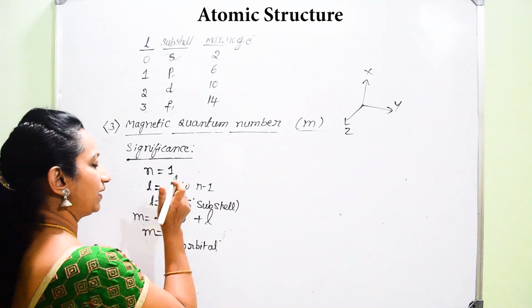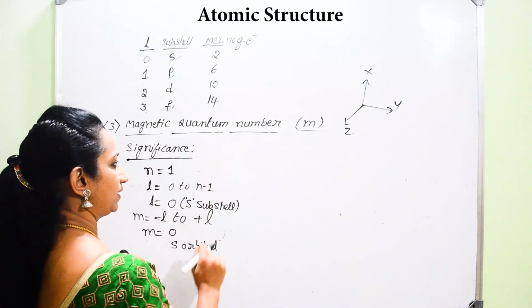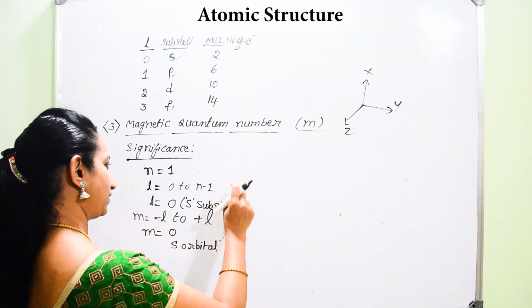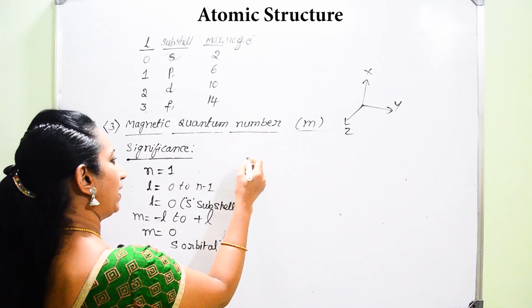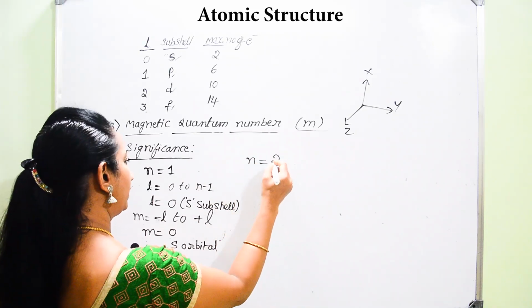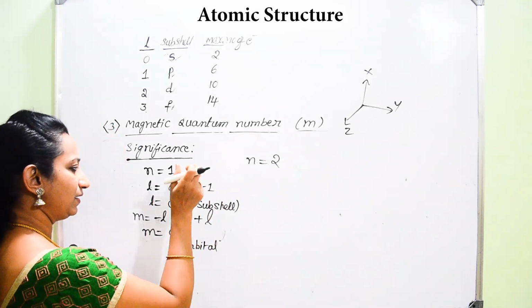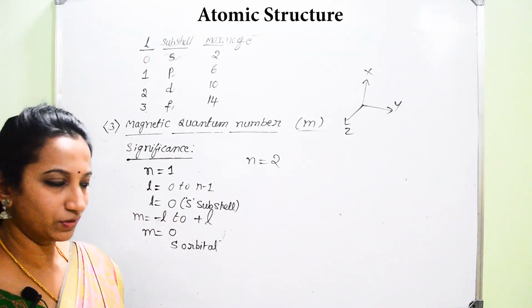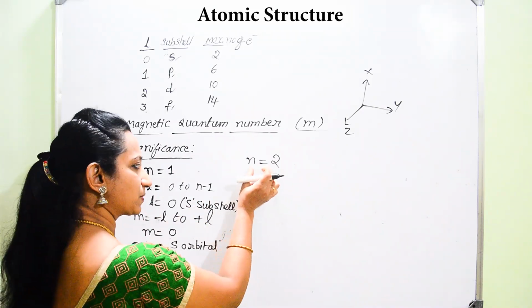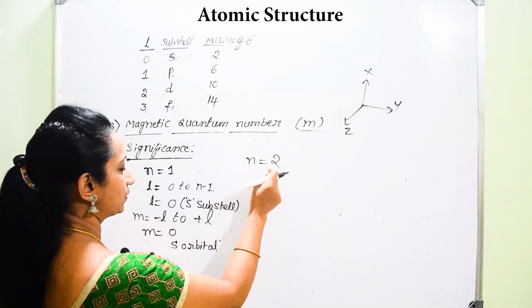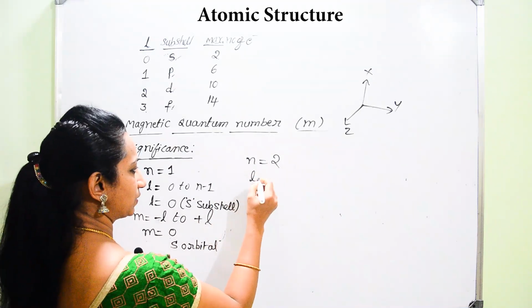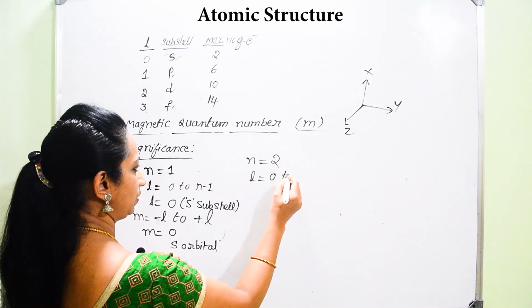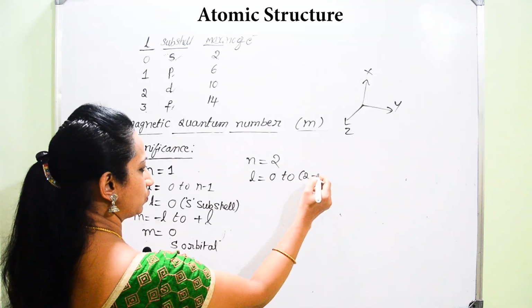Let me go for another example. In case in examination they will raise a question like this. For the given n value 2, find L value, that is find azimuthal quantum number and magnetic quantum number. They'll give in words. Then you start with principal quantum number 2. N is equal to 2 ಆಯಿತು. ಆಗ L is equal to ಏನಾಗುತ್ತೆ 0 to n minus 1, that is 2 minus 1.